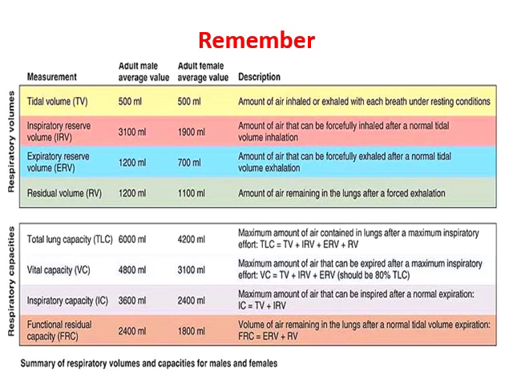Also note that all the volumes and capacities are less in the female in comparison to the male by 20 to 25%. Also, all the volumes and capacities are less in the recumbent position in comparison to the erect position. That's because in the recumbent position, the abdominal viscera will prevent the free descent of the diaphragm.